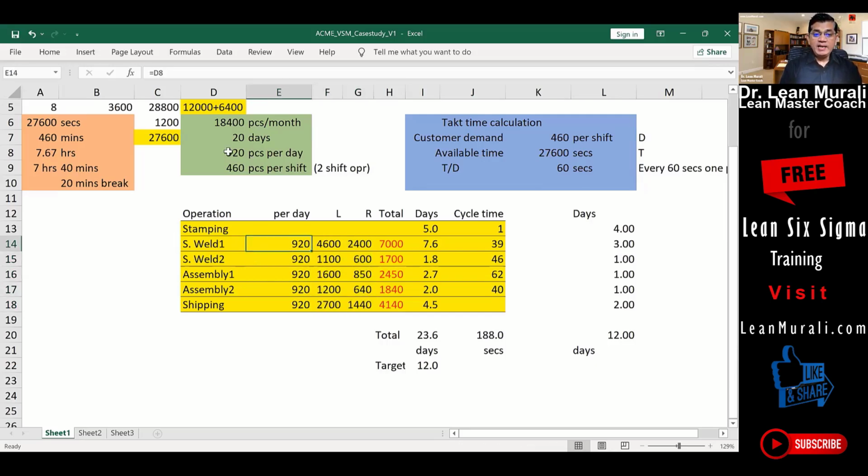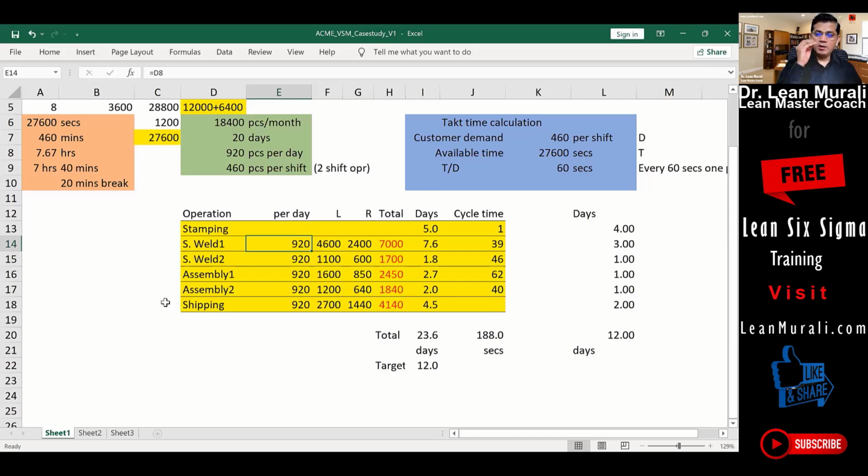Now, we said 920 pieces per day. We had explained at length in the last session why we take customer demand to calculate inventory into lead time, inventory into time. The unit of time in this case is number of days. The reason that we use the customer demand is because irrespective of whether we produce fast or slow, the consumption pattern is decided by the customer. And that is why the customer demand is used.